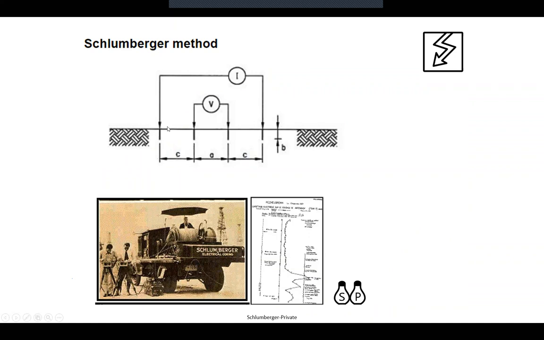This is a logging unit from the 30s, one of the famous ones of Schlumberger from the 30s. It's almost 100 years old. And they're doing a very similar thing. They're just doing it within a borehole. And from that, they can learn what has a high resistivity and what has a low resistivity. And based on that, estimate if it's a brine water, if it's a fresh water, if it's a basalt with a lot of metal minerals inside.